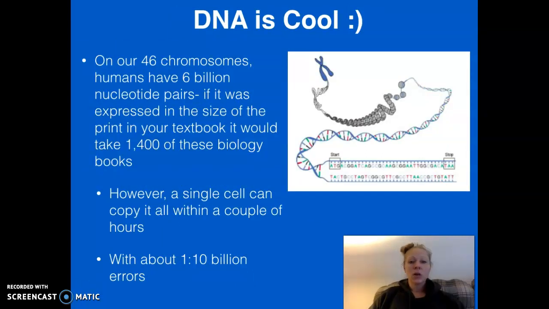So let's start off by knowing that DNA is cool. Our 46 chromosomes have 6 billion base pairs, and if the A's, the T's, the C's, and the G's were the size of the print in our textbook, it would be 1,400 biology books, which is so cool that we have that in every single one of our 5 to 50 trillion cells, 6 feet of it.